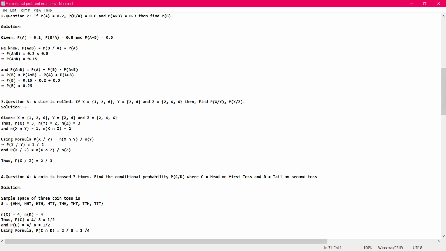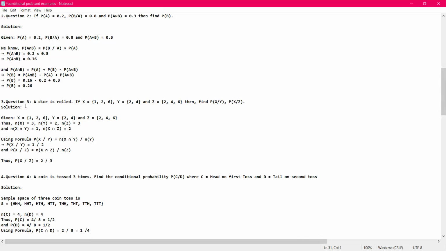It means common elements between x and y, that equal to 1, and by number of elements in y, 2. So the probability of x given y equals 1 by 2.